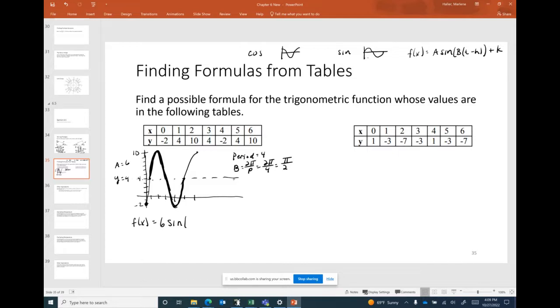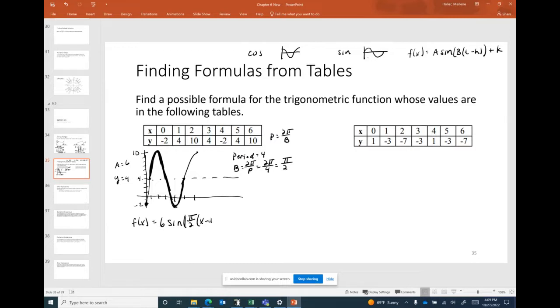Okay, recall those formulas. The period is 2 pi over b. So b is 2 pi over the period. All right, so let's put b in. That's pi over 2. The variable we're using is x. Now, do we have a horizontal shift? Yeah, we're shifting right 1 unit. So we want to say x minus 1.